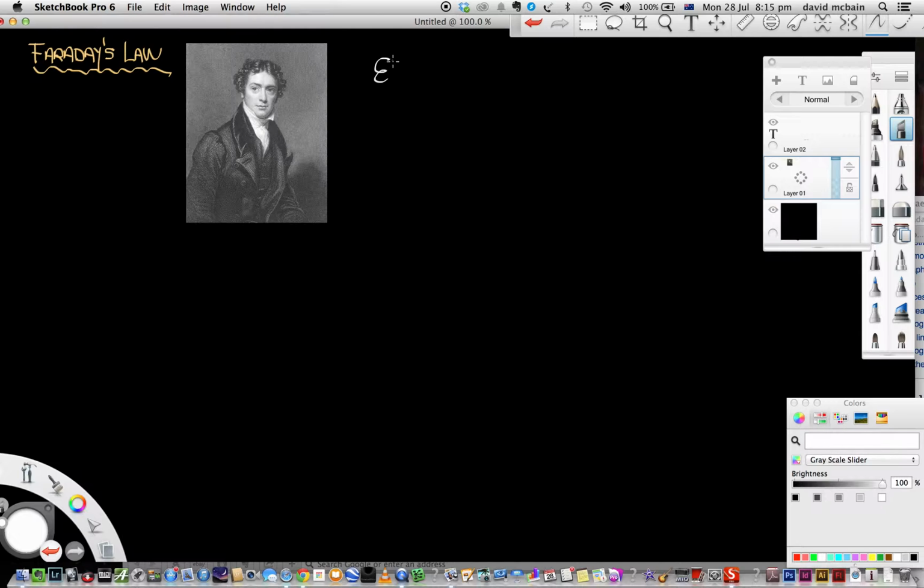The EMF, which stands for electromotive force, which for our purposes is the voltage, the voltage created in a conductor or a coil that's moving in a magnetic field, is equal to the negative rate of change of flux with respect to time.